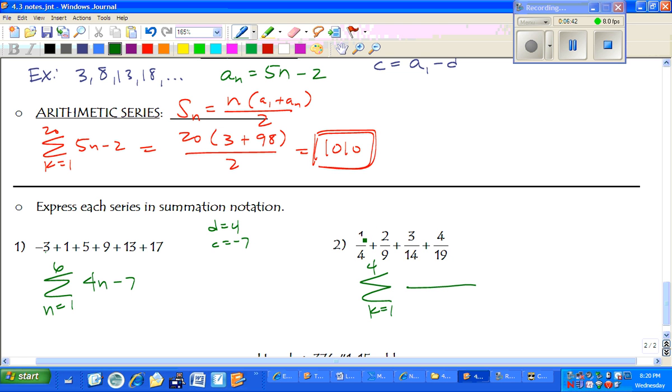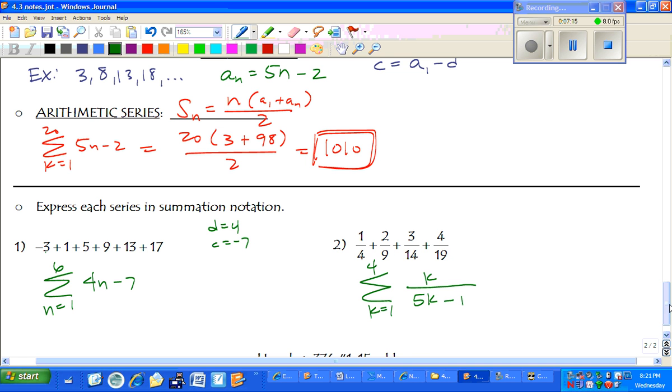The top, we're just going up by 1 each time, so our common difference is 1. So that's 1 times k. If we figure out what c is, we just have to go 1 back from here, so 1 minus 1 is 0. So on top, all we have is k. First term, second term, third, fourth. On the bottom, it's going up by 5, so we have 5 times k. And if we find out what c would be, we just take this first term minus 5, we get negative 1.